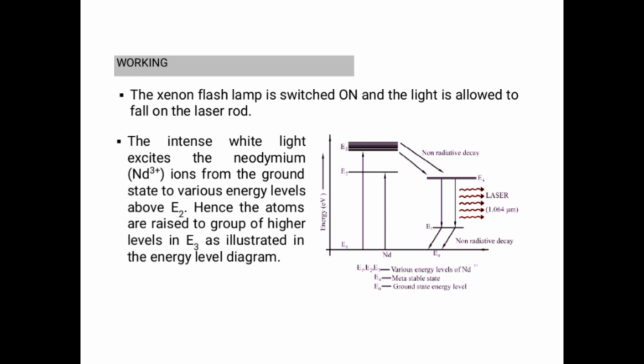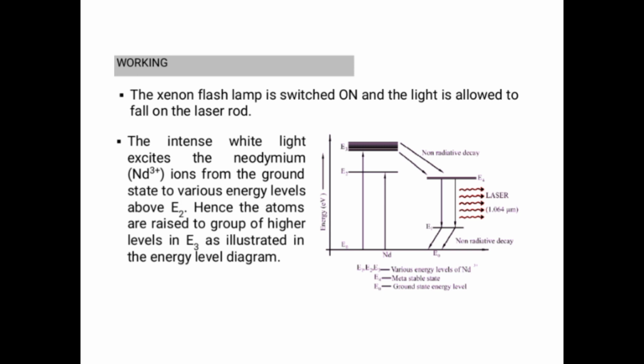The intense white light excites the neodymium ions from the ground state to various energy levels above E2. Hence, the atoms are raised to the group of higher energy levels E3. See the E3 energy levels? It is a temporary one. So all the neodymium ions sit in E3 for a certain time.